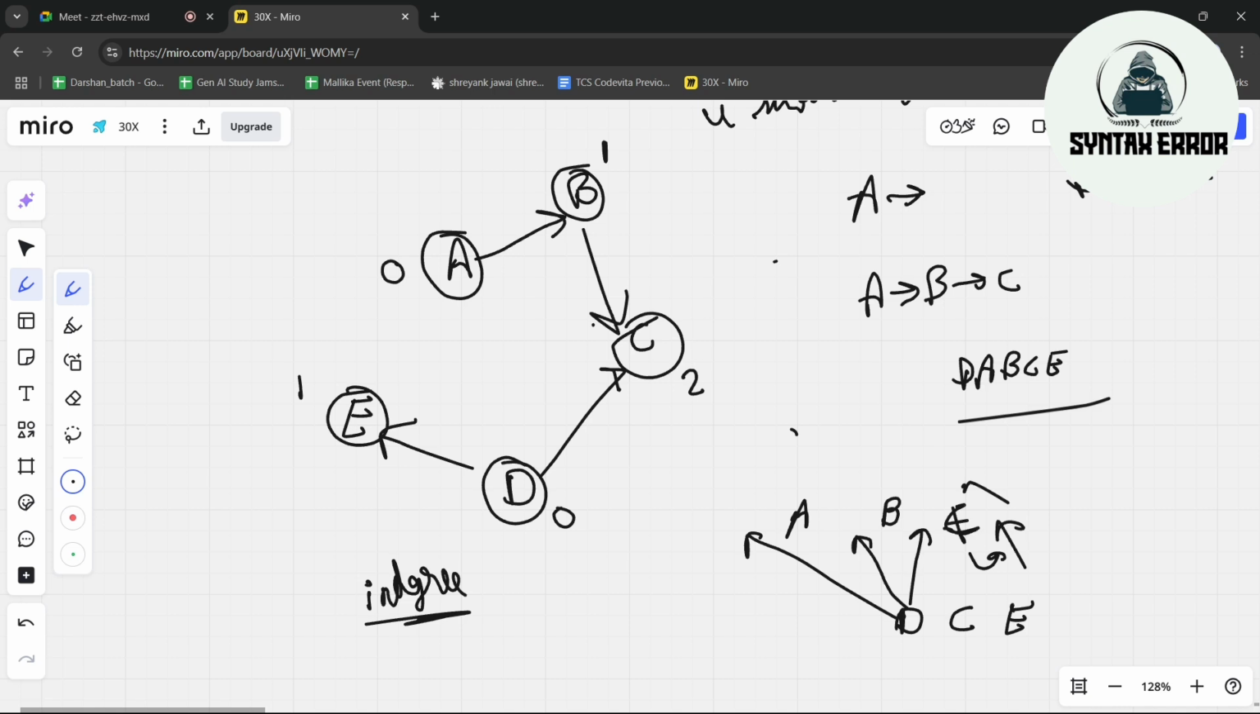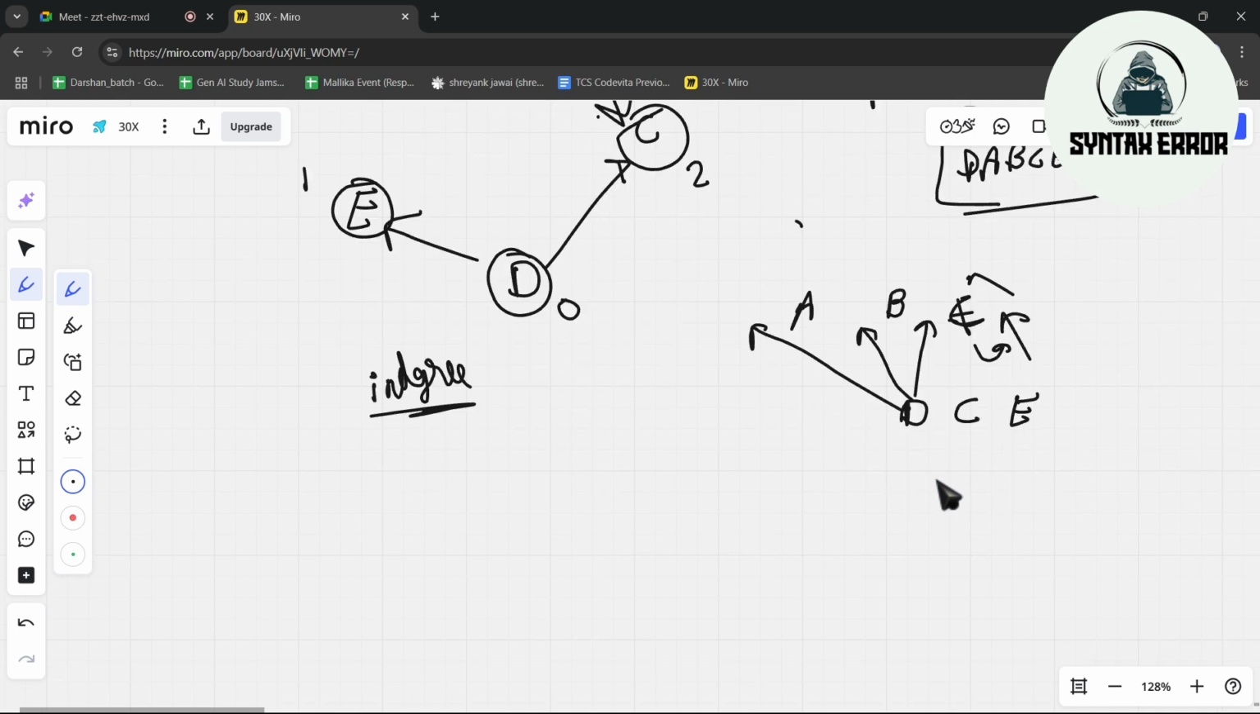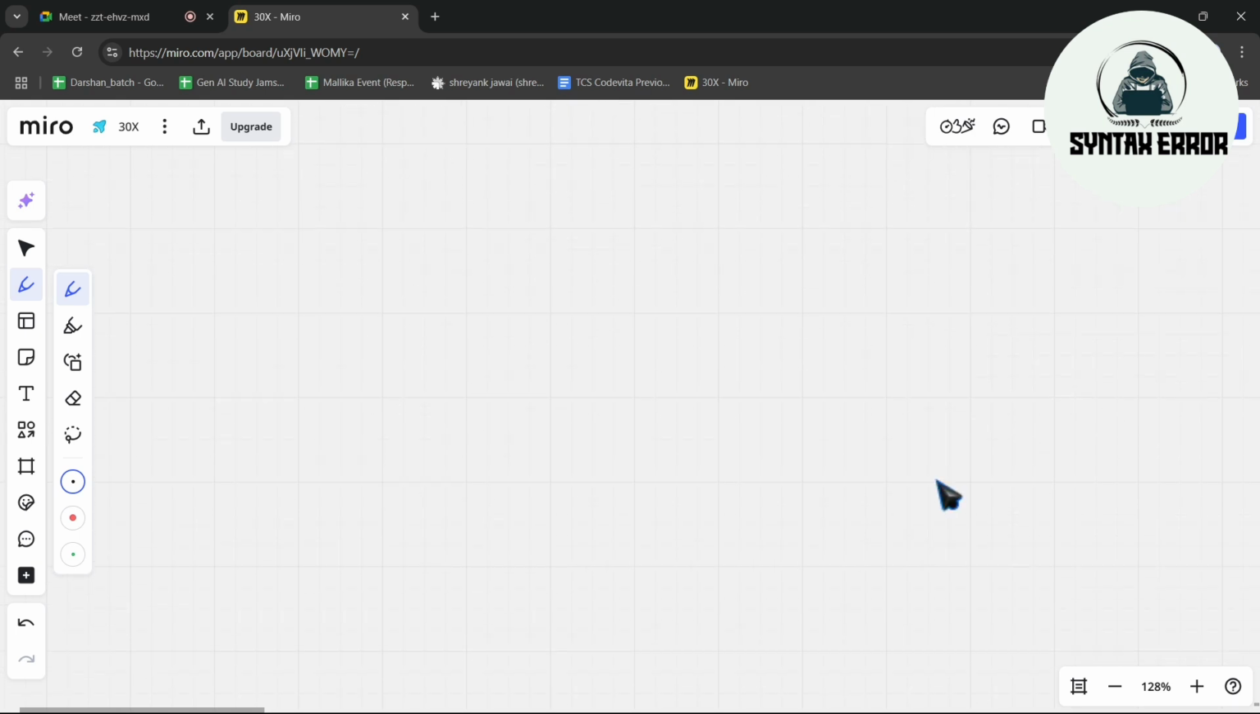I think you guys understood the topological sort. What is the condition needed to write the topological sort? So this is a basic introduction related to topological sort. Now, how we will solve topological sort using Kahn's algorithm, I'll directly explain the working concept, how it does it and how we will solve it. Then you will understand the algorithm.